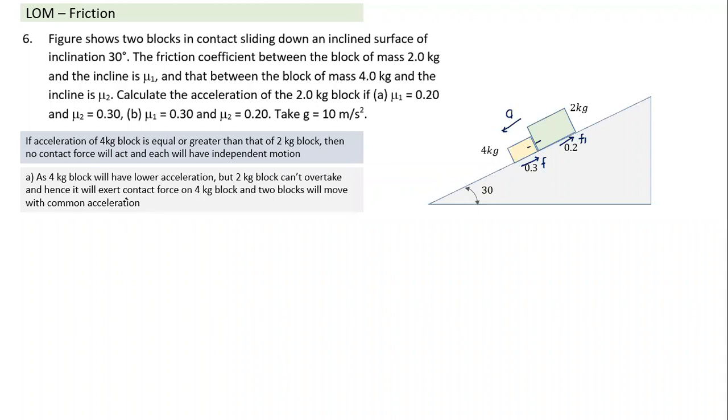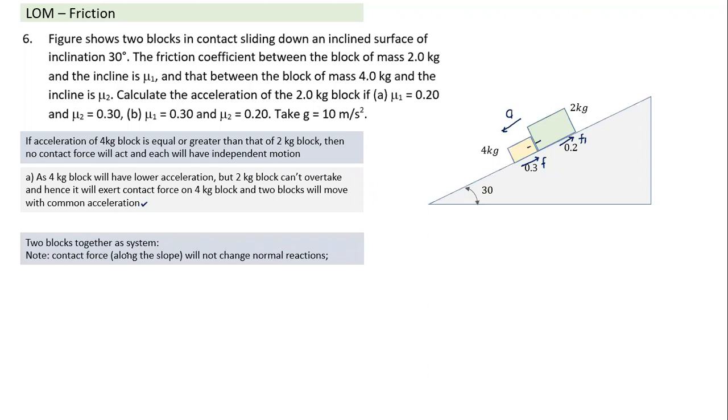The 2 kg block will exert a contact force on the 4 kg block, and the two blocks will move with a common acceleration. If they move with a common acceleration, the two blocks can be taken together as a system, and the contact force along the slope will not change the normal reaction, and hence will not change the friction force. So how do I write my equation?